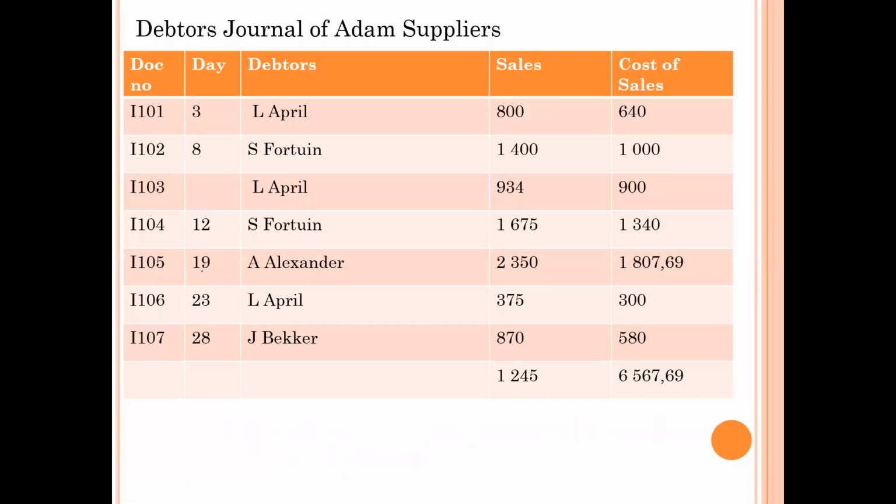So there you have it on the 19th. A. Alexander is the debtor. I have given you the sales amount of 2,350. You need to go and calculate the cost of sales. Let's see how you're going to do that. You're going to take the selling price of 2,350. You're going to multiply it with 100 divided by 130 because the profit percentage is 30%.